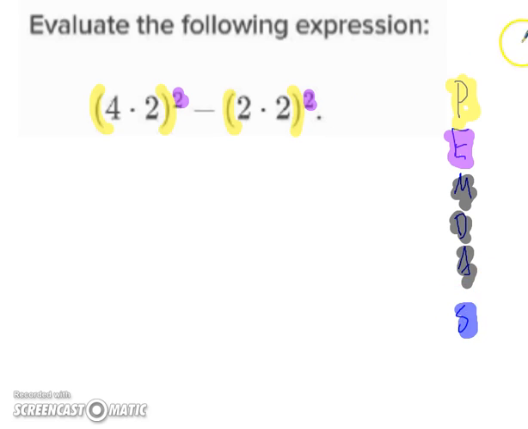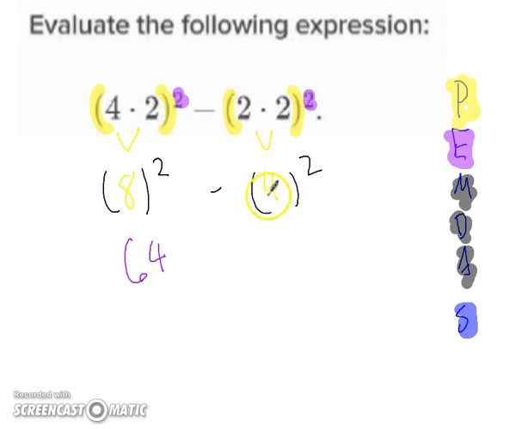In fact, these are the same 3 steps we did last time. So parenthesis, then exponents. So parenthesis, 4 times 2 is 8, and 2 times 2 is 4. So I'm done with that step, and I'm ready to go on to exponents. And for exponents, this is 8 squared, and this is 4 squared. So 8 squared is 8 times 8, which is 64. And 4 squared is 4 times 4, which is 16. And I need to bring down the minus. And then the last step is to subtract 64 minus 16.